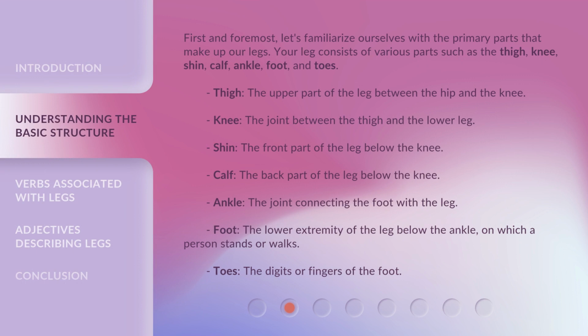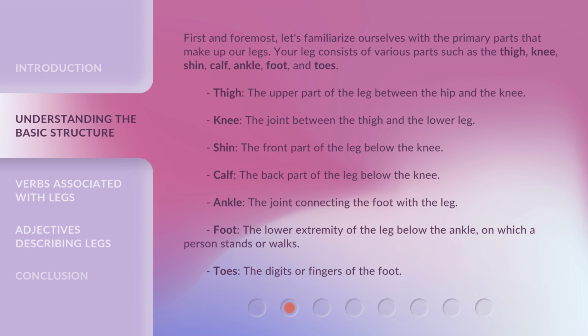First and foremost, let's familiarize ourselves with the primary parts that make up our legs. Your leg consists of various parts such as the thigh, knee, shin, calf, ankle, foot, and toes. Thigh, the upper part of the leg between the hip and the knee. Knee, the joint between the thigh and the lower leg. Shin, the front part of the leg below the knee.